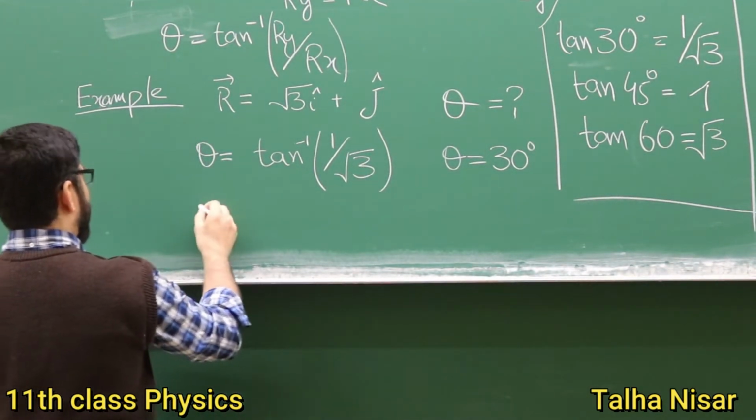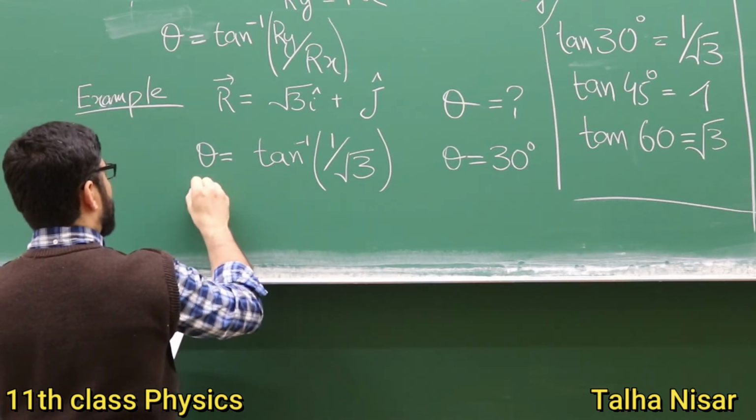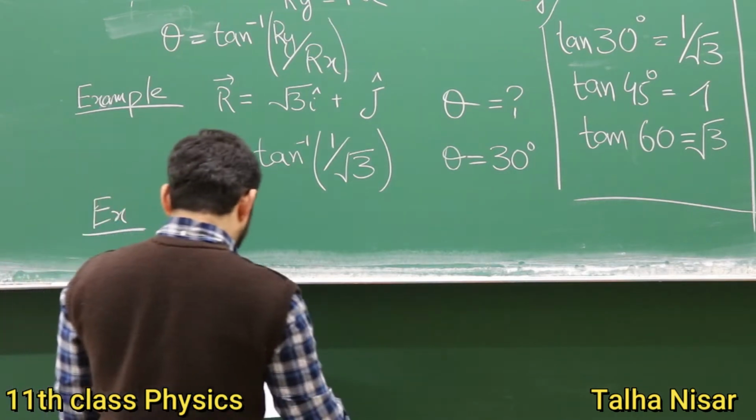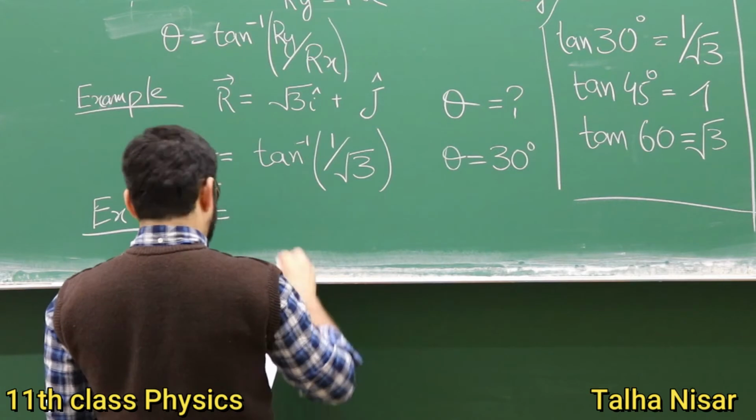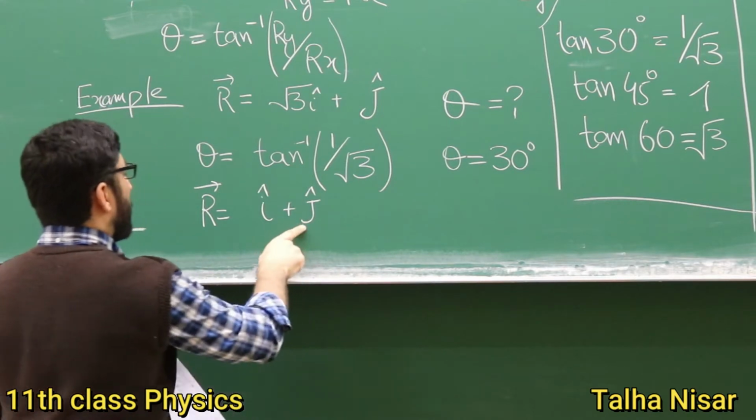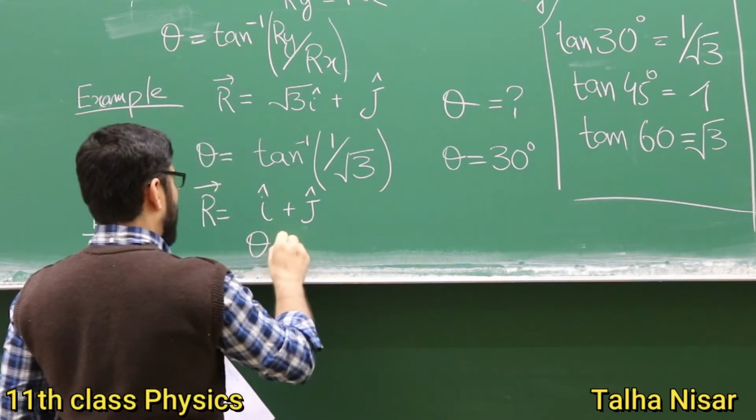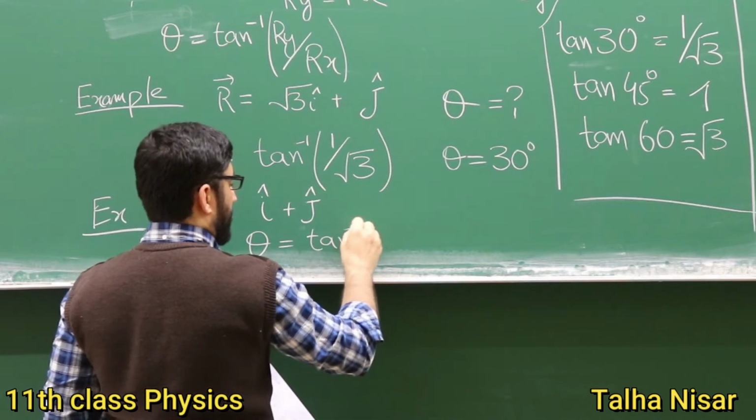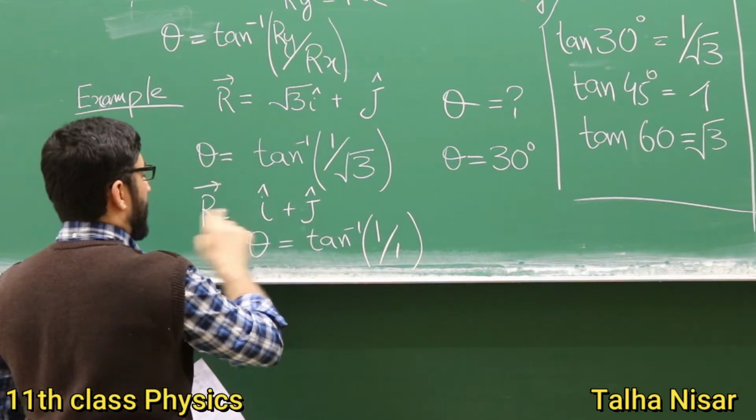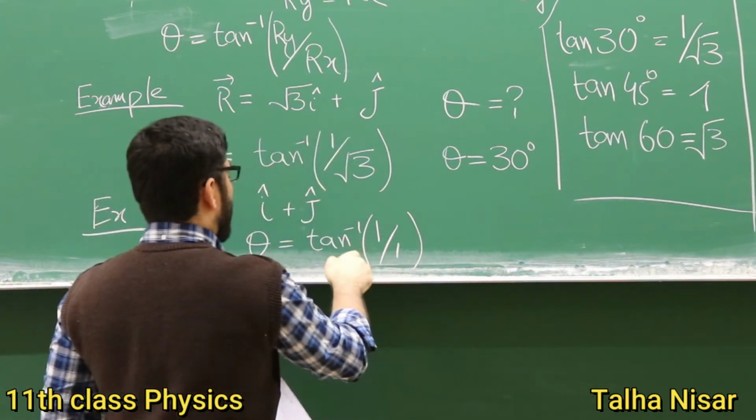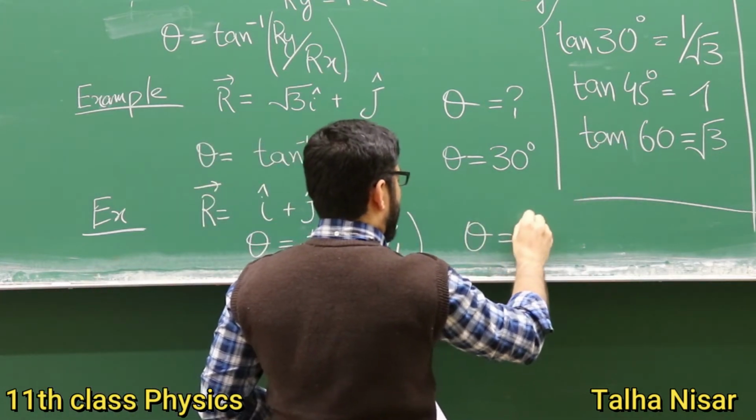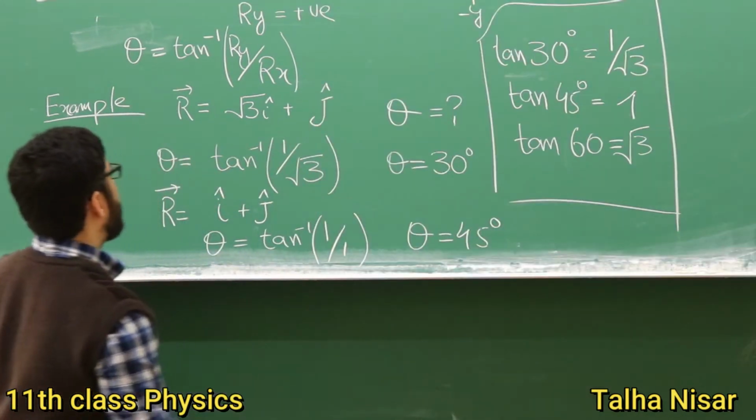So similarly, given the second example, example number 2, if we have i plus j, so if the components are equal, what is the angle? The angle is tangent inverse of 1 by 1, because the magnitude here is 1 and the magnitude here is 1. So this tangent is 1, so the angle is 45 degrees.